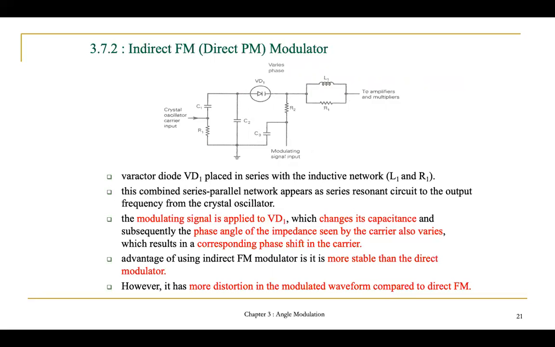And as a result, there will be a corresponding phase shift in the carrier. The advantage of using an indirect FM modulator compared to a direct FM modulator is that it is more stable. However, it has more distortion. So even though it is stable, it has more distortion. To decide whether you want to use indirect FM or direct FM, it depends on your application, whether you want a more stable system or a system with higher accuracy, meaning less distortion. It depends on your system.